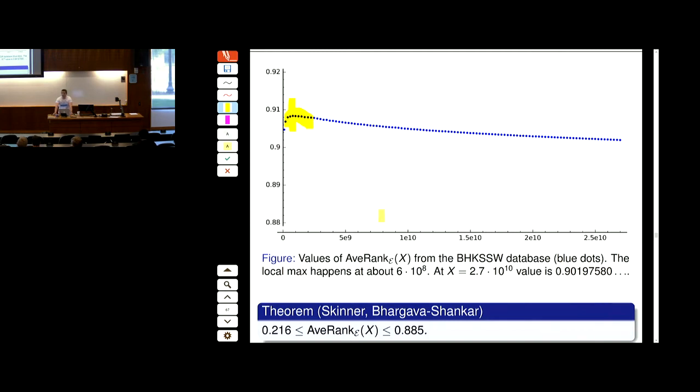This, by the way, in terms of results, is the best we have. Skinner proved this bound on the left, and Bhargava and Shankar proved this bound on the right. These two mild-looking inequalities are amazing results. Under here goes essentially everything we know about the current state of the art of results on the Birch and Swinnerton-Dyer conjecture.